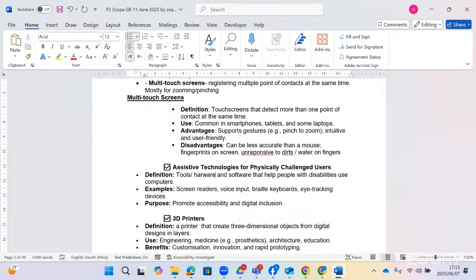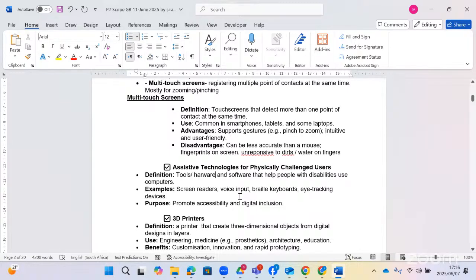For example, we have Braille keyboard, large key keyboard, and others that will help people with different disabilities. So we must know them. Some of the software are screen readers, voice input or voice recognition software, braille keyboards, eye tracking devices, and others. So you must know some of the software available, and then the devices also available for people with different challenges. Right.